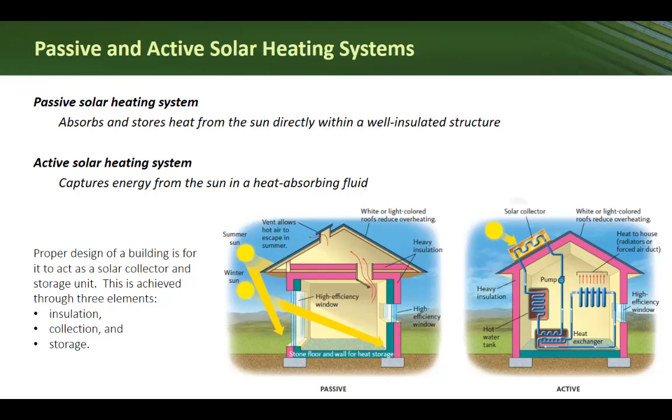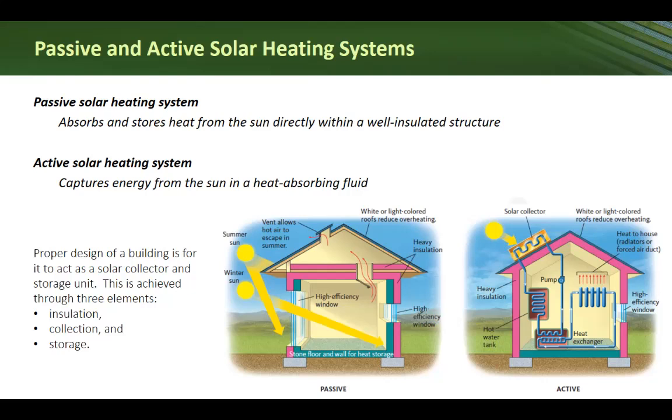If you can plan it out ahead of time, passive systems are much less expensive to construct and to operate, but they require that forethought. They require ample winter sunshine and an unobstructed southern exposure. Active systems, on the other hand, are more expensive both to construct and to operate, but can be installed in almost any location in any type of building.